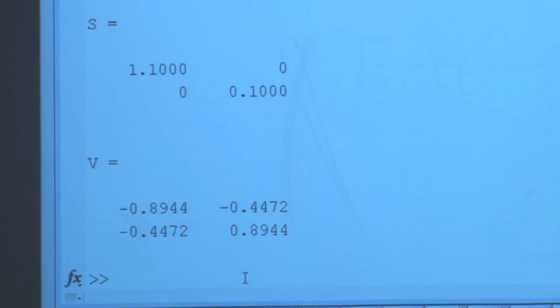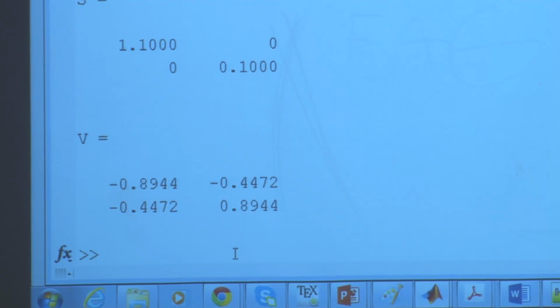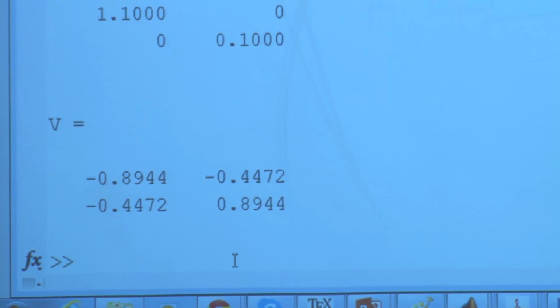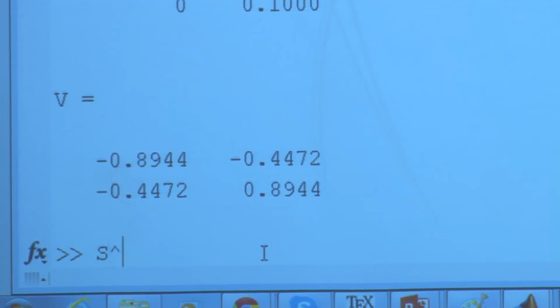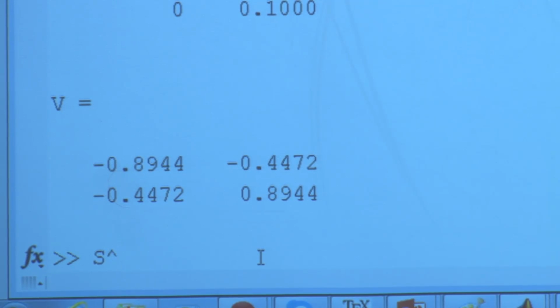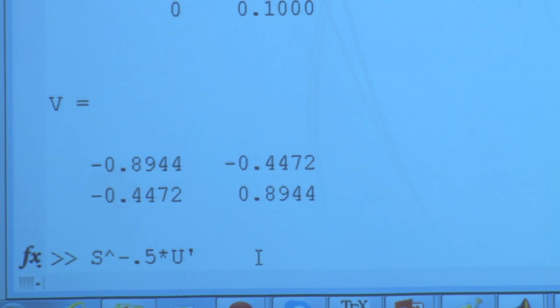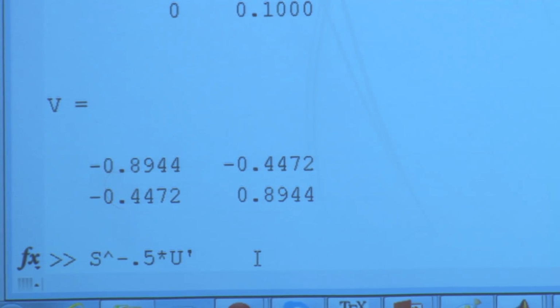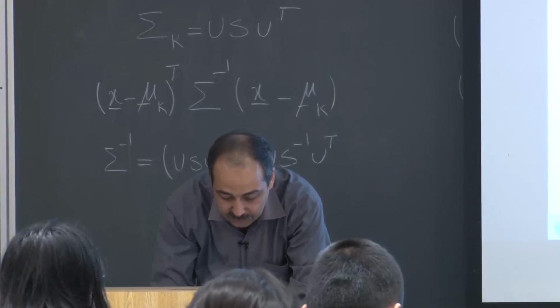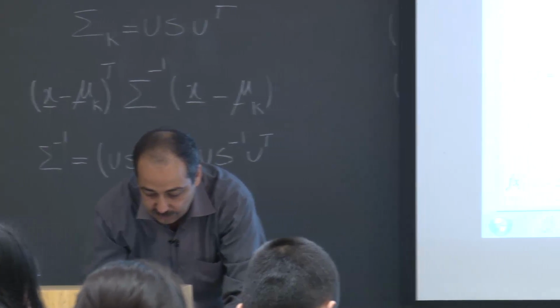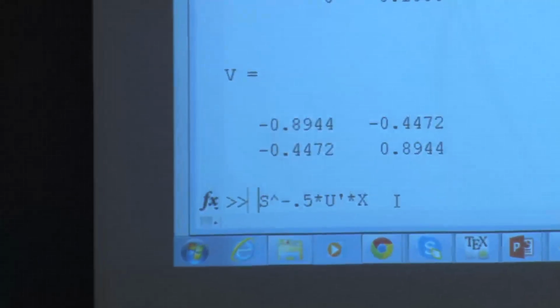Now I can make a transformation, which is basically S to the power of -½ times U transpose. This is my transformation. If I apply this transformation to x's, the claim is that the x's become spherical. Okay? So I can multiply this to all of my x's, and I will call them nu x.